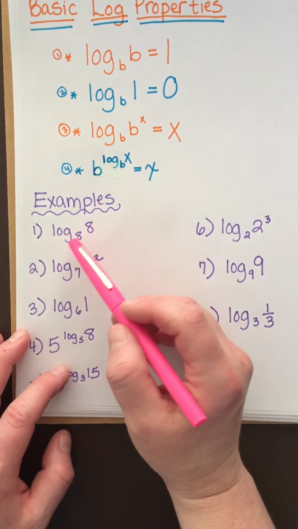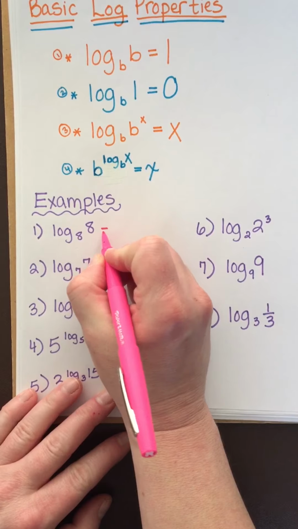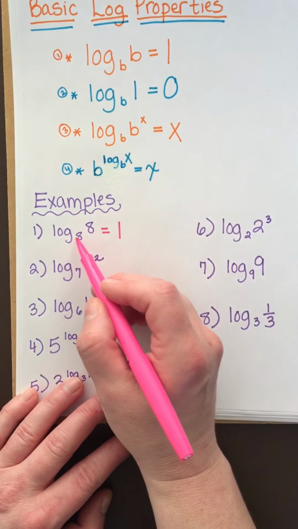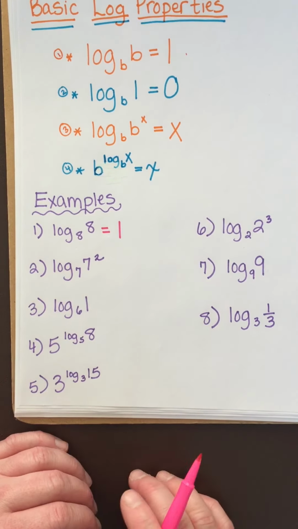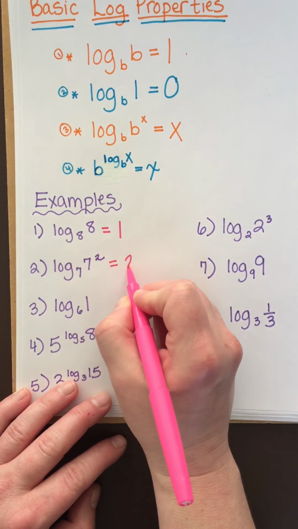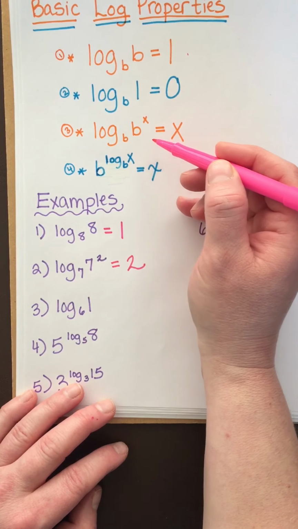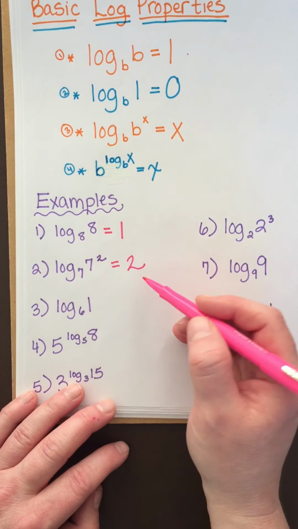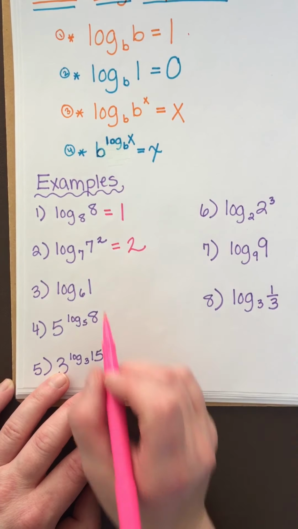So we have the log base 8 of 8. That will equal what? 1. And that's using this very first property. Log base b of b. 8 of 8. So the answer is 1. All right, let's look at the second one. The log base 7 of 7 squared. That is going to equal 2. And that would be using the third property. See, the log base b of b to the x. The log base 7 of 7 to the 2. 2.